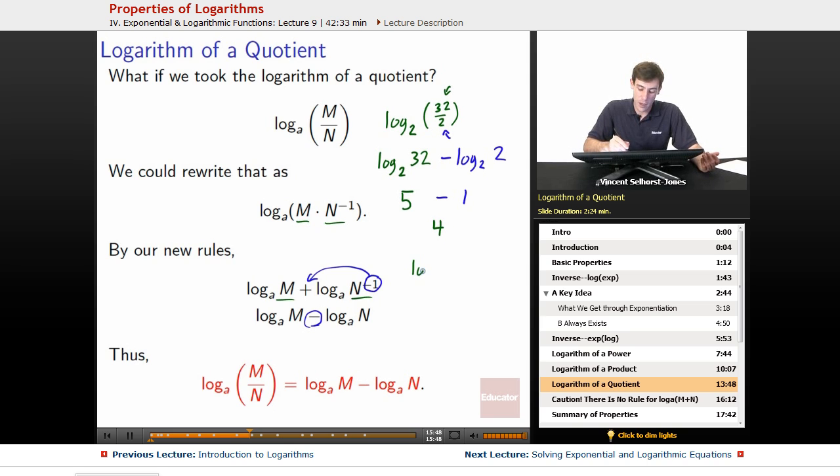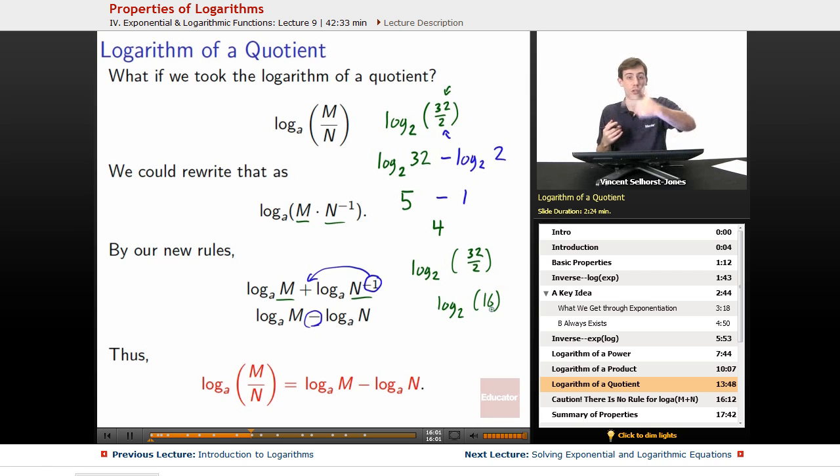What if we'd looked at it not through breaking it apart, but just simplified it first? 32 over 2, well, we could write that as log base 2 of 16. What number do we need to raise 2 to get 16? 2 to the 1 becomes 2, 2 squared becomes 4, 2 to the 3rd becomes 8, 2 to the 4th becomes 16, so this would wind up being 4. So we wind up getting the same thing either way we look at it. Great.